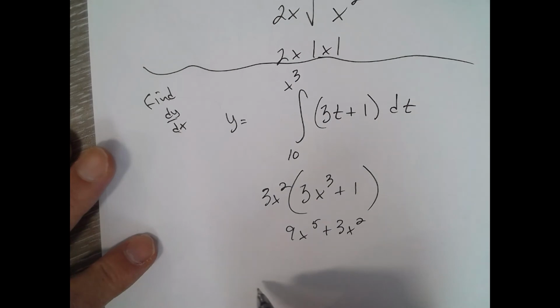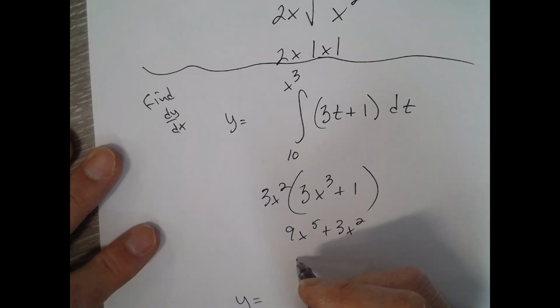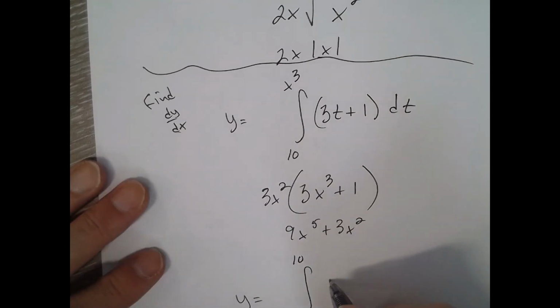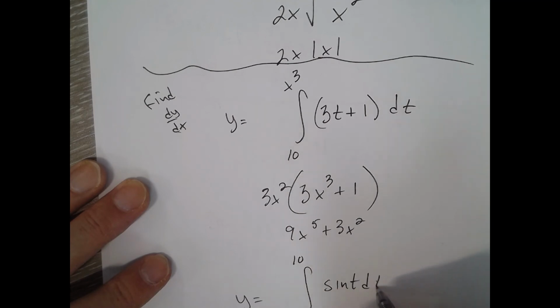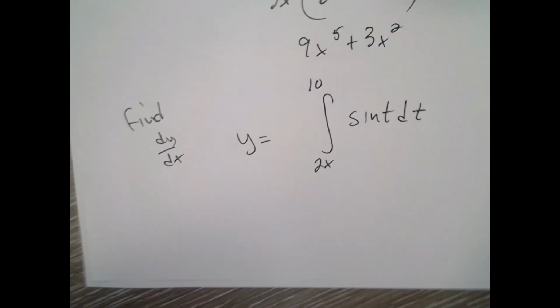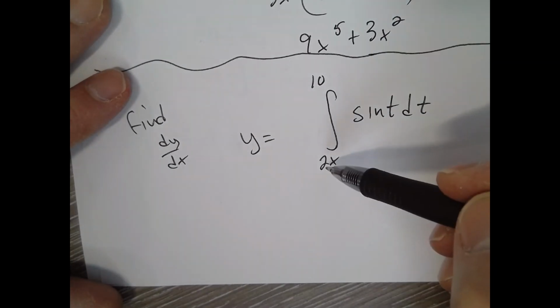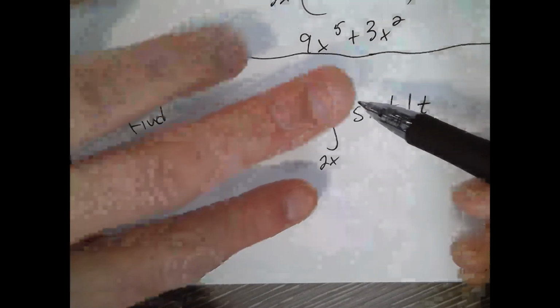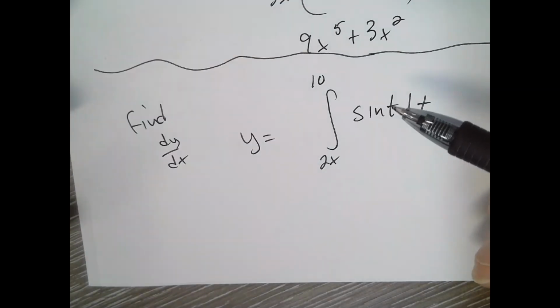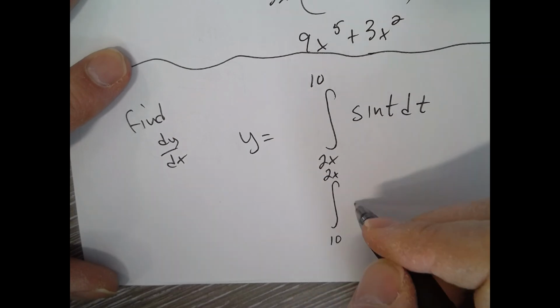Other kinds of scenarios, if I have 2x on the bottom, to 10, and I'll say sine of t dt. And we're finding dy dx. Okay, so we notice that the 2x is on the bottom, the constant is on top, so we can flip it, so that becomes 10 to 2x of sine of t dt.